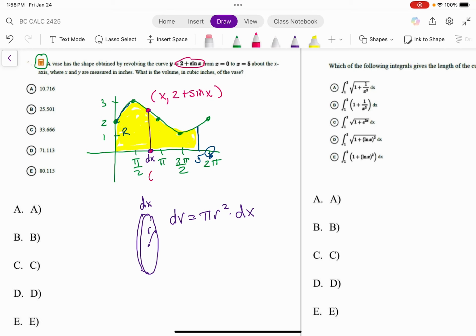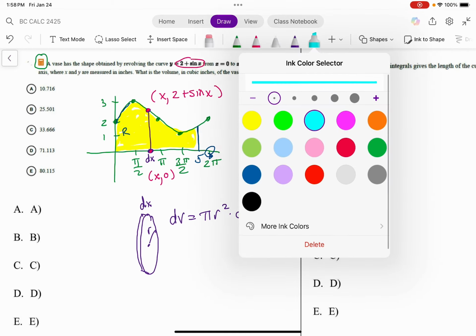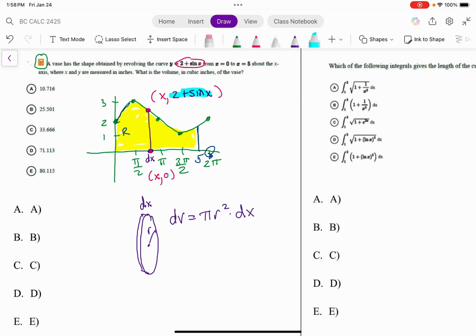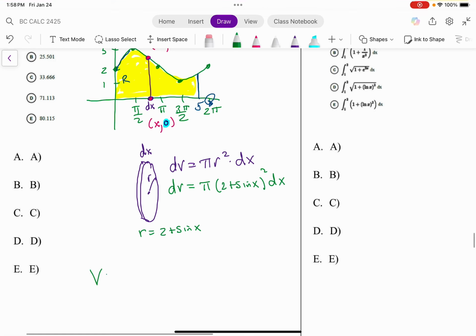The coordinate here is the same x coordinate, and the y coordinate is 0. And so to find vertical distances in the plane, we subtract y coordinates, top minus bottom. And so here we have that our r is equal to 2 plus sine of x minus 0, which is just 2 plus sine of x. So dV is equal to pi times (2 plus sine of x) squared dx. And then the total volume is all such disks as x goes from 0 to 5.